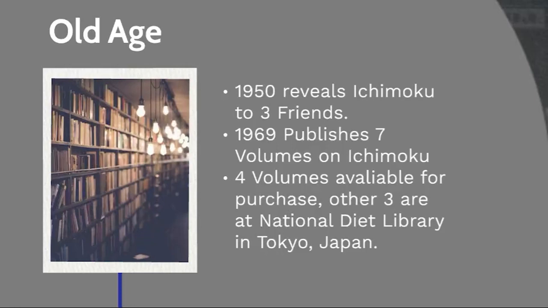In 1969, at the age of 71, Goichi, a man known for his taste in fine silk vests and well-crafted beer, decided it would finally be okay to share his techniques with the world. Goichi published 7 volumes of books on the Ichimoku Kinko Hyo system. Only 4 of these books have been published and made available to the general public for purchase. The other 3 volumes remain unpublished and only available to be viewed at the National Diet Library in Tokyo, Japan.